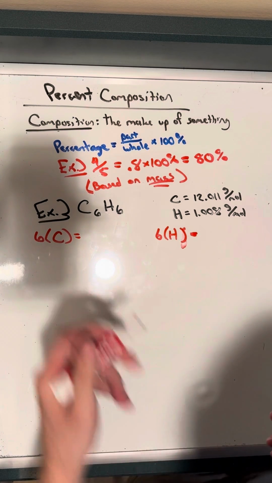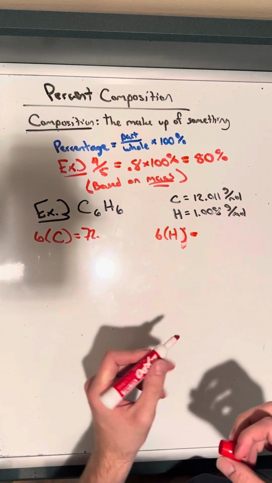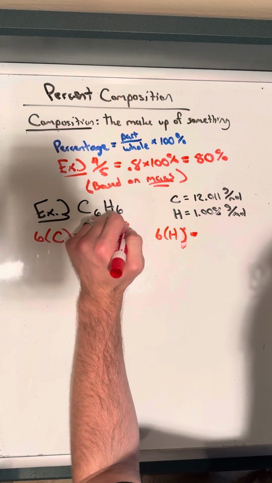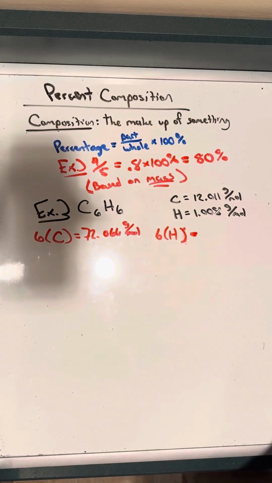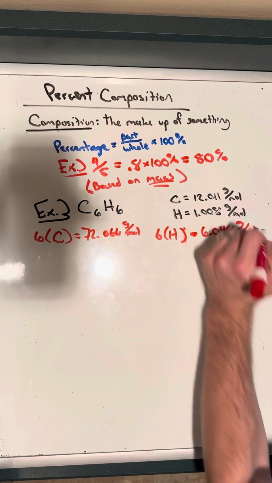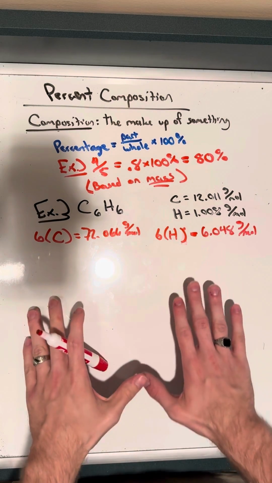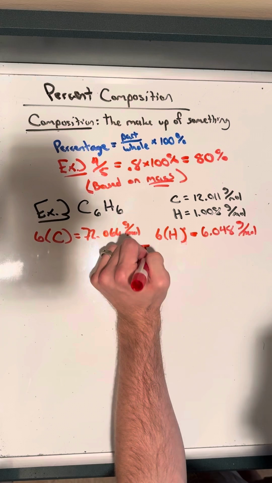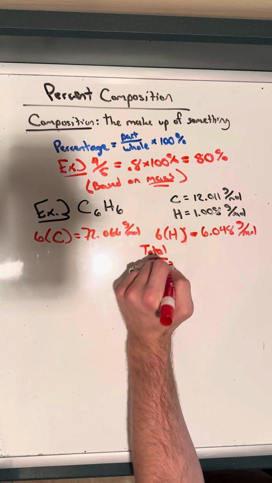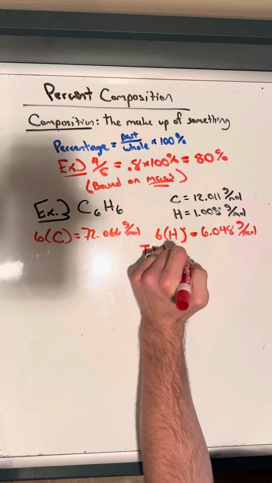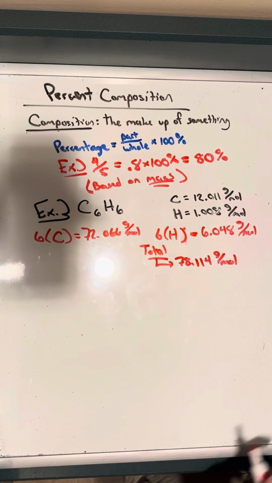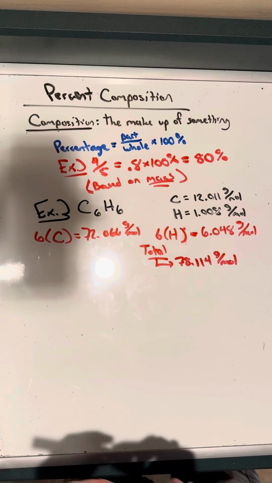If I do out each of those calculations really quickly, I could say something like, well, carbon is 72.066 grams per mole. And hydrogen is going to end up being 6.048 grams per mole. Okay, so now I have 2 parts. Now I need to find the total. So basically what I'm going to do is exactly what you probably would guess. I'm going to add them together. When I do that, I'm going to have a total mass now of 78.114 grams per mole. And you guys can check my math if you would like to. That is a-okay with me.